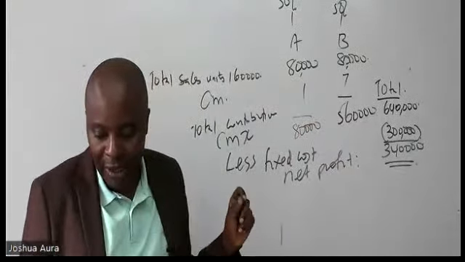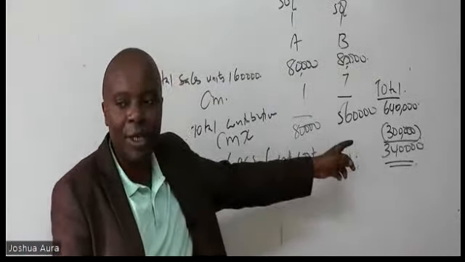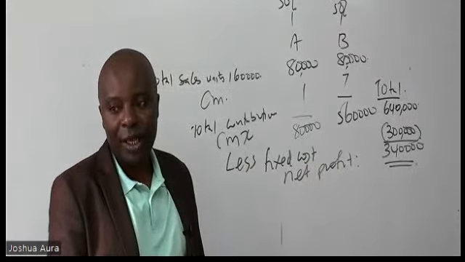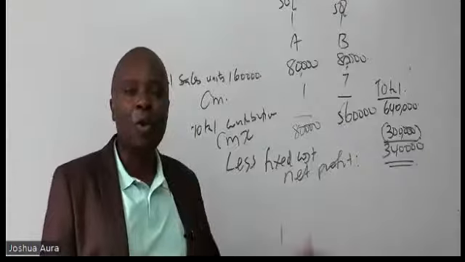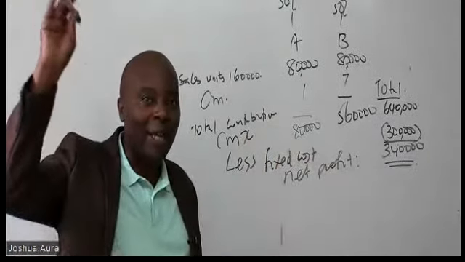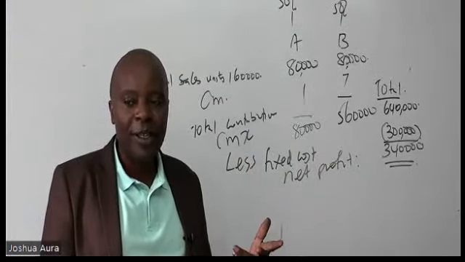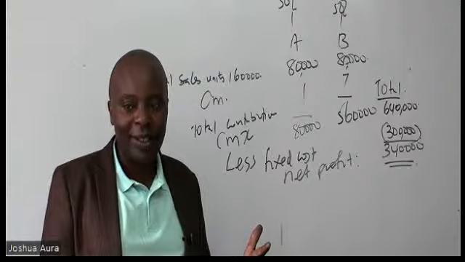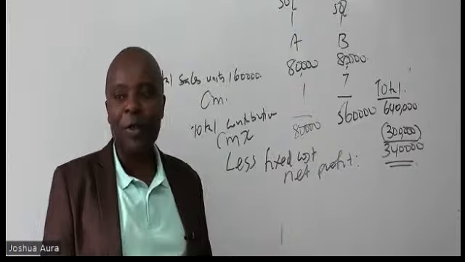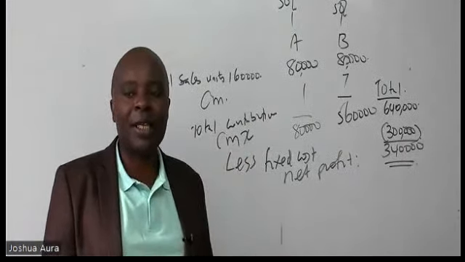And then I shall subtract what here? Our fixed cost. Fixed cost of how much here? 300,000. So I was able to arrive at a new net profit of 340,000. So if you compare this 340 with the 100 we were getting last time, are we better off or worse off? Better off. So in this case, we recommend a change in the sales mix.